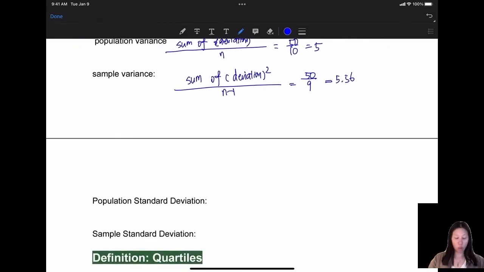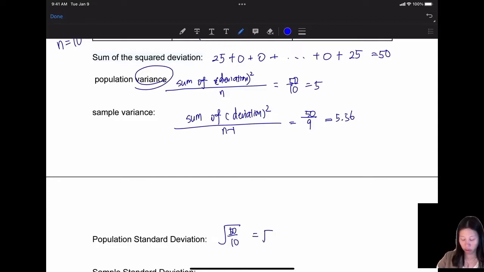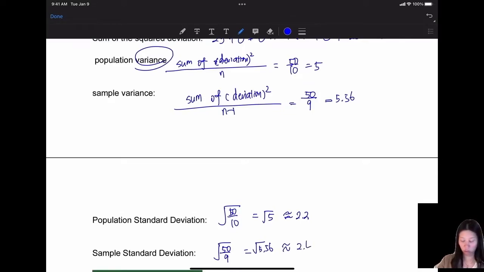Okay, so now what is the population standard deviation? The population standard deviation is you take the square root of the variance. In our case, the variance is 50 divided by 10, which is 5, so the square root of 5 is approximately 2.2. The sample standard deviation is the same: you take the square root of the sample variance, which is 50 divided by 9. So I have 5.56, and the square root is approximately 2.4.